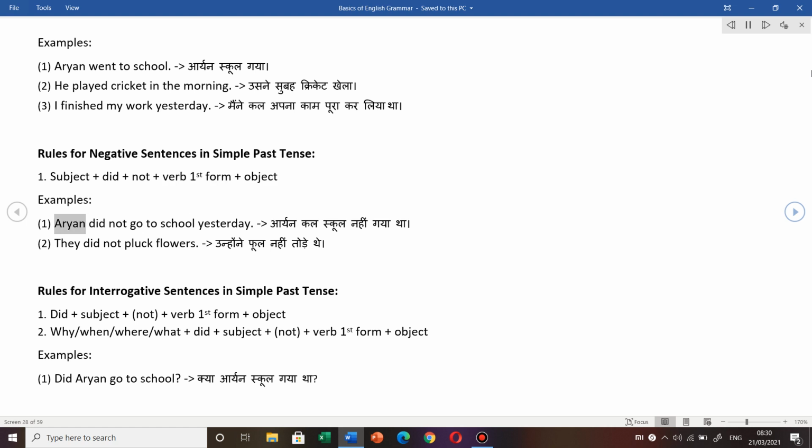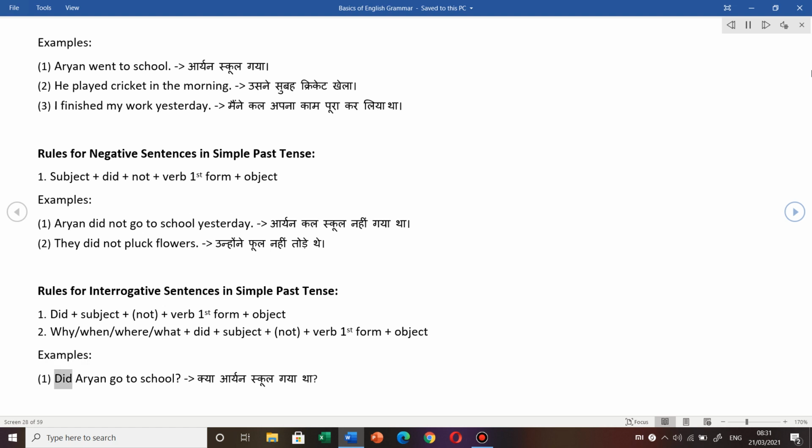Examples. Aryan did not go to school yesterday. They did not pluck flowers. Rules for interrogative sentences in simple past tense. Did plus subject plus not plus verb first form plus object. Why, when, where, what plus did plus subject plus not plus verb first form plus object.